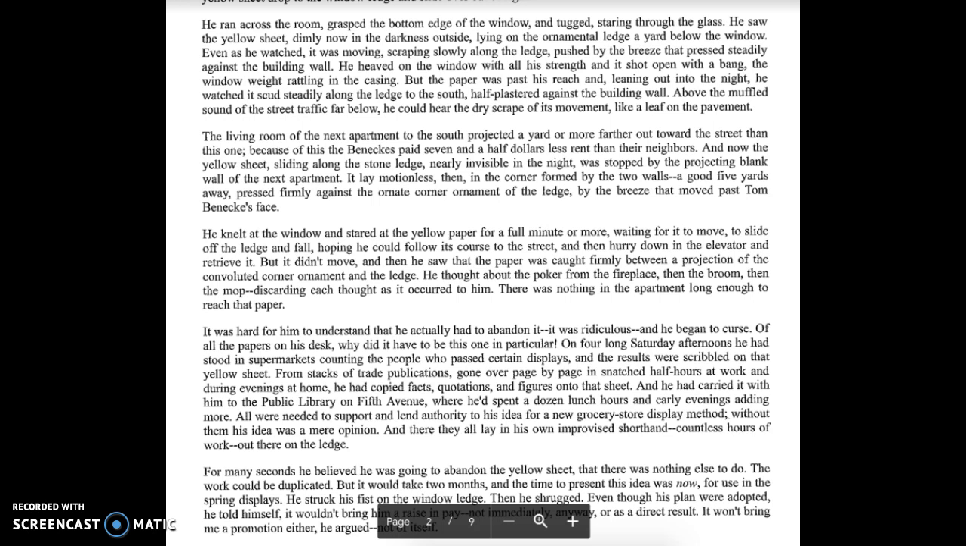He ran across the room, grasped the bottom edge of the window, and tugged, staring through the glass. He saw the yellow sheet, dimly now in the darkness outside, lying on the ornamental ledge a yard below the window.